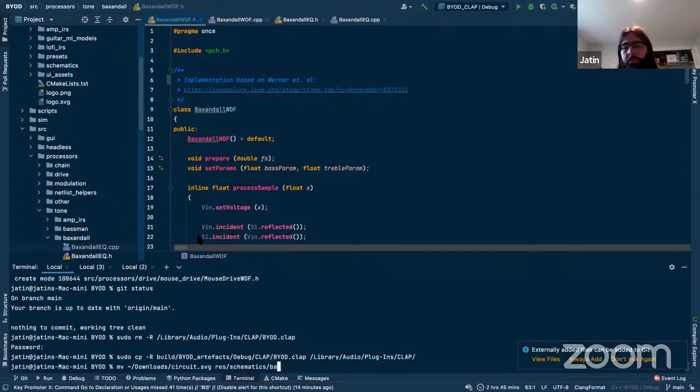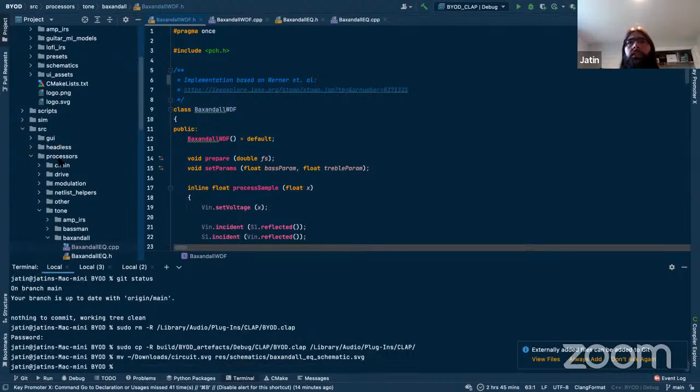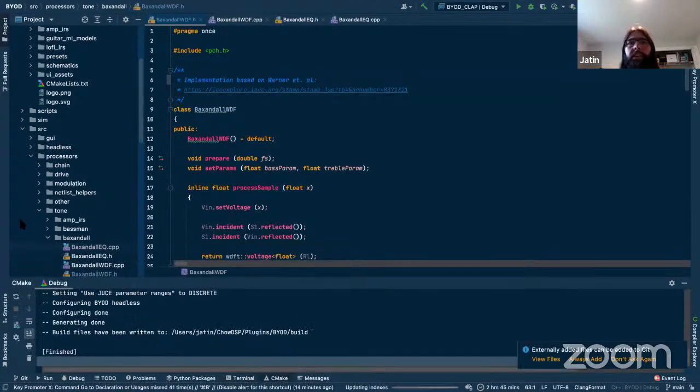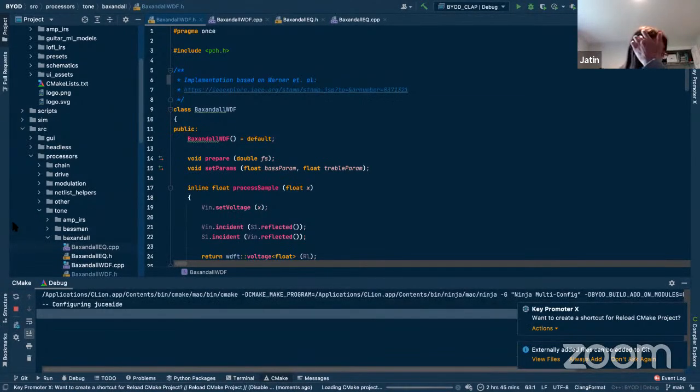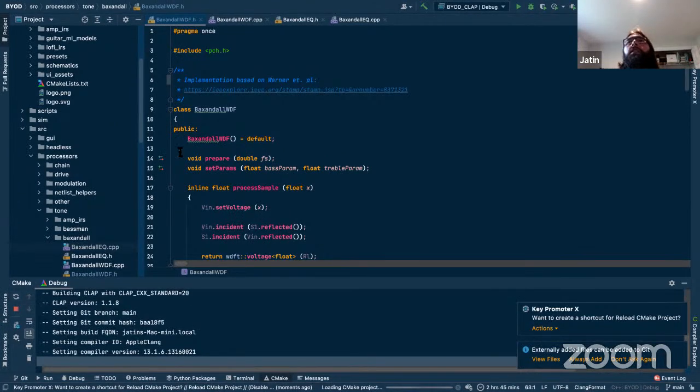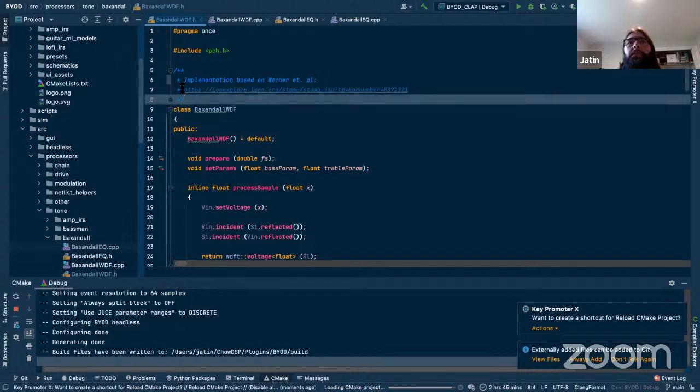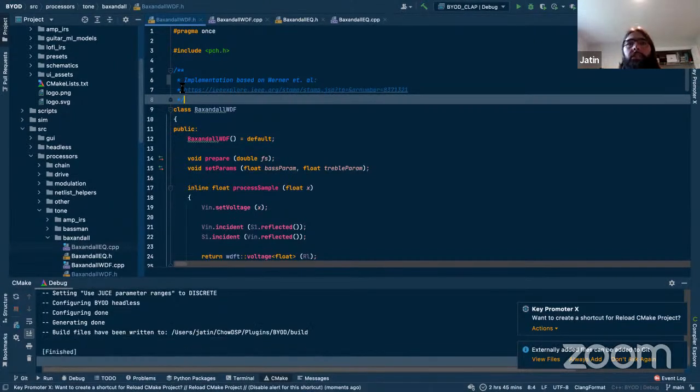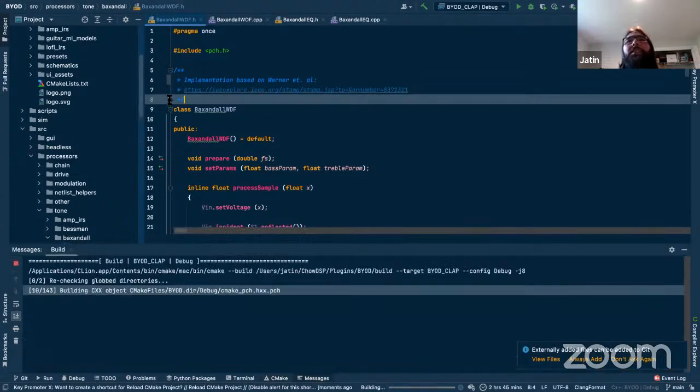So this will be backsymbol EQ schematic.svg. And then I have my CMake set up so that all the SVGs in that folder will automatically get pulled in. However, it also means I need to completely rebuild the plugin, which is going to be a little bit annoying here. So let's get that started while we wait for everything else to happen.